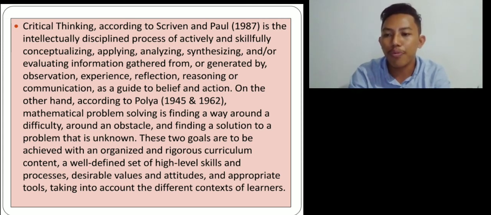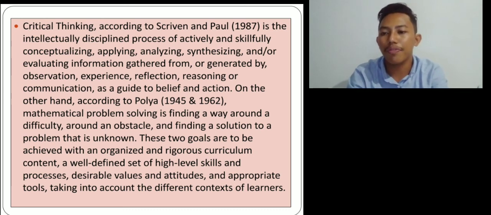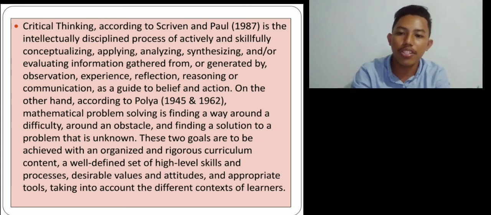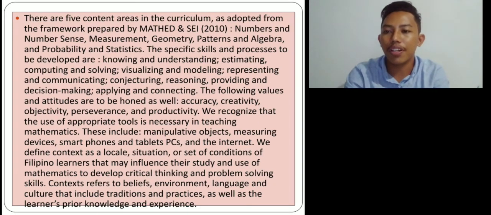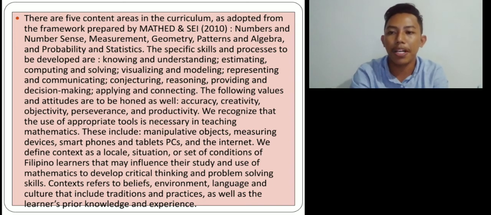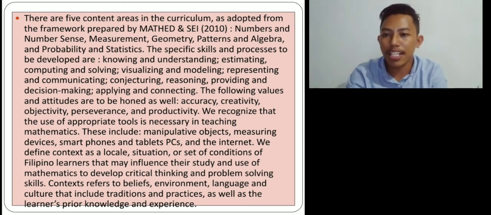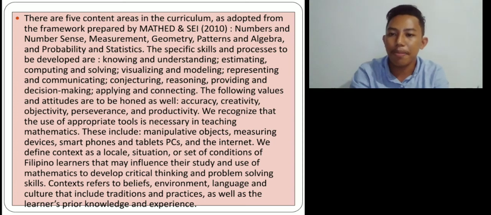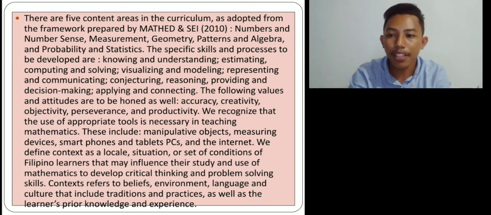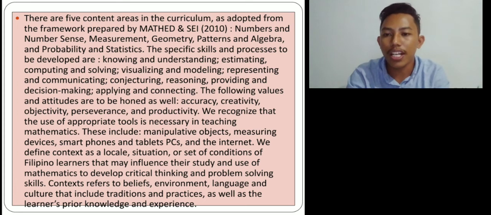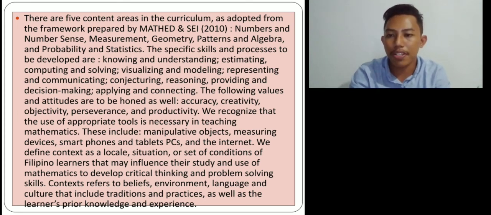These two goals are to be achieved with an organized and rigorous curriculum content, a well-defined set of high-level skills and processes, desirable values and attitudes, and appropriate tools, taking into account the different contexts of learners. There are 5 content areas in the curriculum as adapted from the framework prepared by MathEd and SEI: numbers and number sense, measurement, geometry, patterns and algebra, and probability and statistics. The specific skills and processes to be developed are knowing and understanding, estimating, computing and solving, visualizing and modeling, representing and communicating, conjecturing, reasoning, proving and decision making, applying and connecting. The following values and attitudes are to be honed as well: accuracy, creativity, objectivity, perseverance, and productivity.